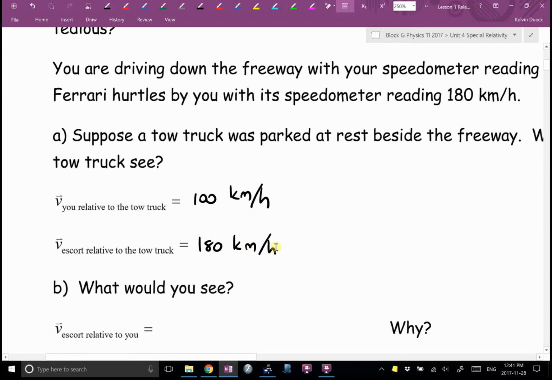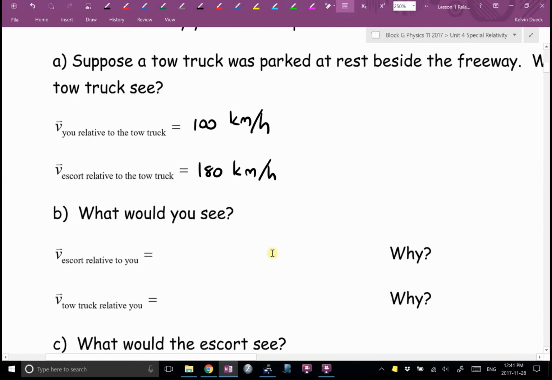Now, here's where we get tricky. Now you got to use your imagination. What would you see? How fast is the Ferrari, not the Escort, how fast is the Ferrari going relative to you? And I'm going to tell you the answer is not 180. How fast do you perceive it going? Maddie? Why?